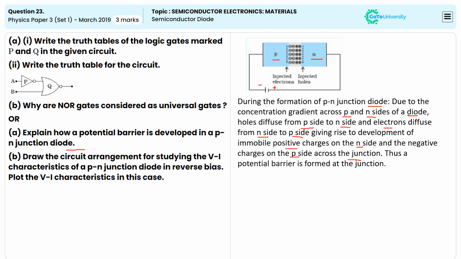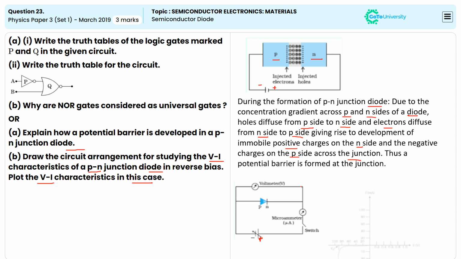Next, draw the circuit arrangement for studying the VI characteristics of a PN junction diode. In reverse bias, plot the VI characteristics in this case. See, this is the PN junction diode, and this is connected to a voltmeter. The P side is connected to the negative terminal and the N side is connected to the positive terminal. And the micrometer is used to check here. This is the circuit arrangement of the PN junction, and the VI characteristic in this case is like this.